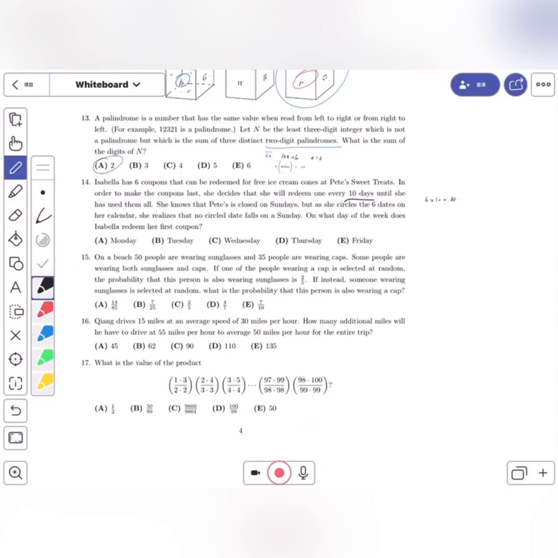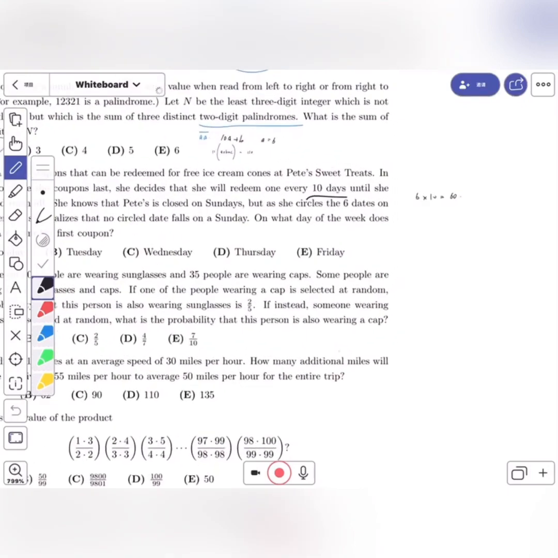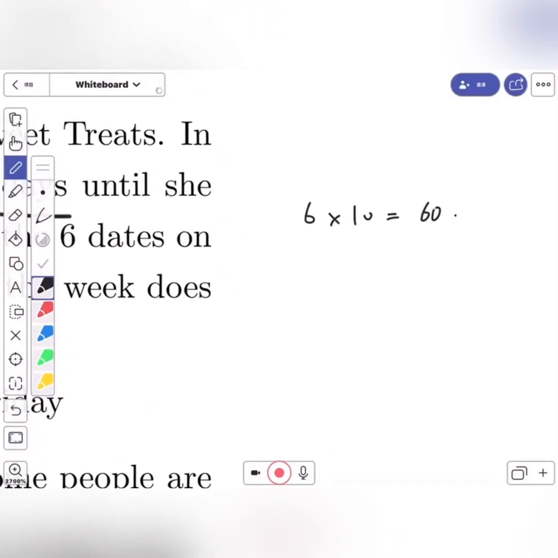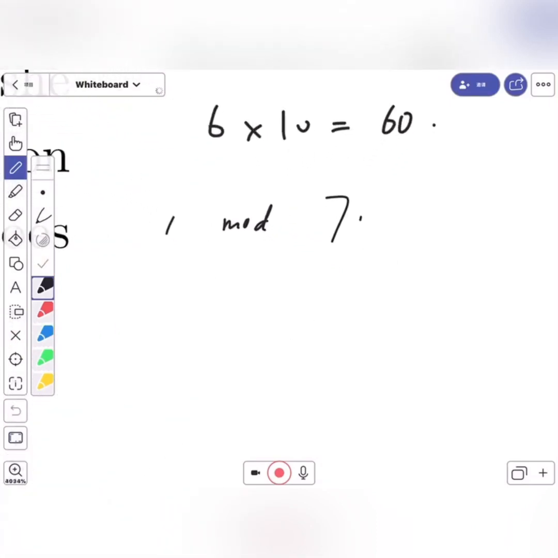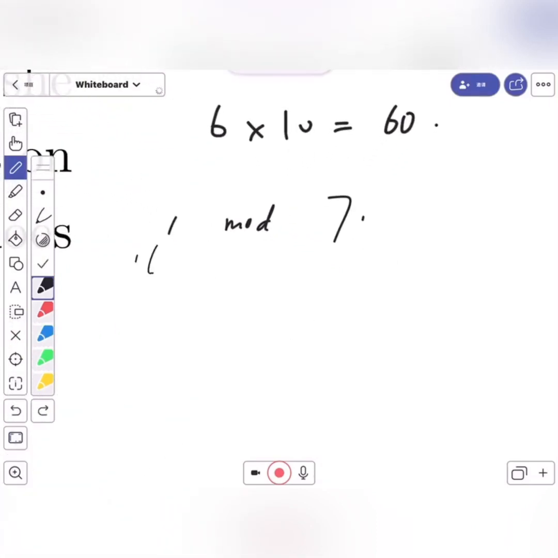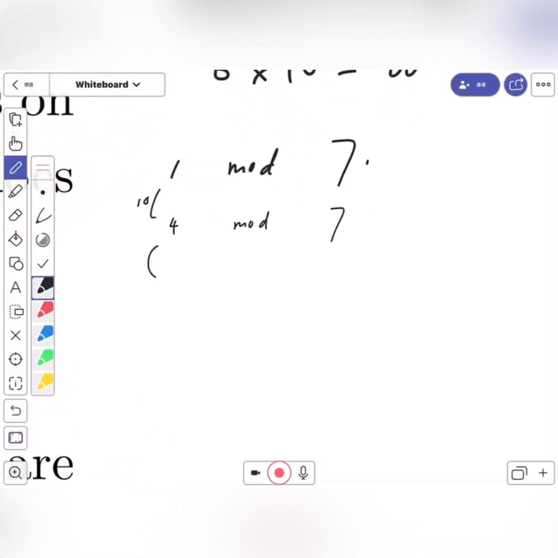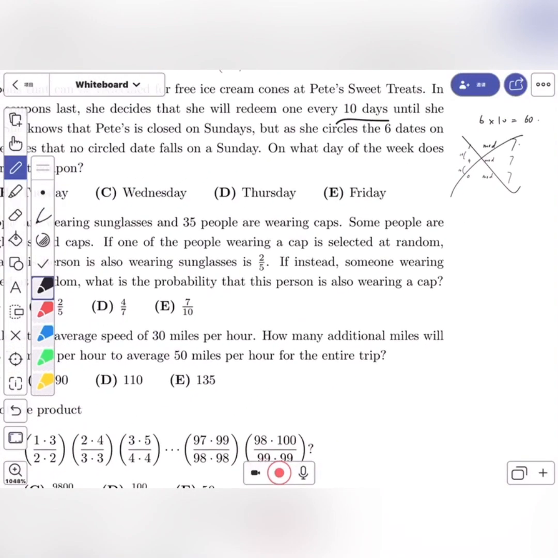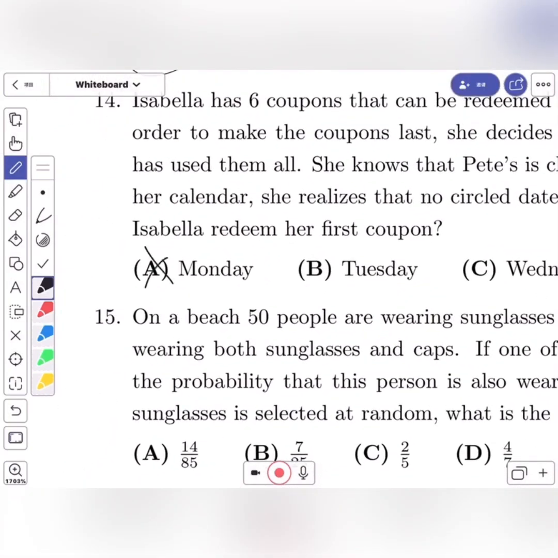Okay, so for Monday, Monday will simply be 1 mod 7, right? And 10 days after, we just increment by 10, and that becomes 4 mod 7. So we basically want none of them to be 0 mod 7, but we already reach 0 mod 7 after 2 iterations, so we know that we don't want this, so A cannot be the case.